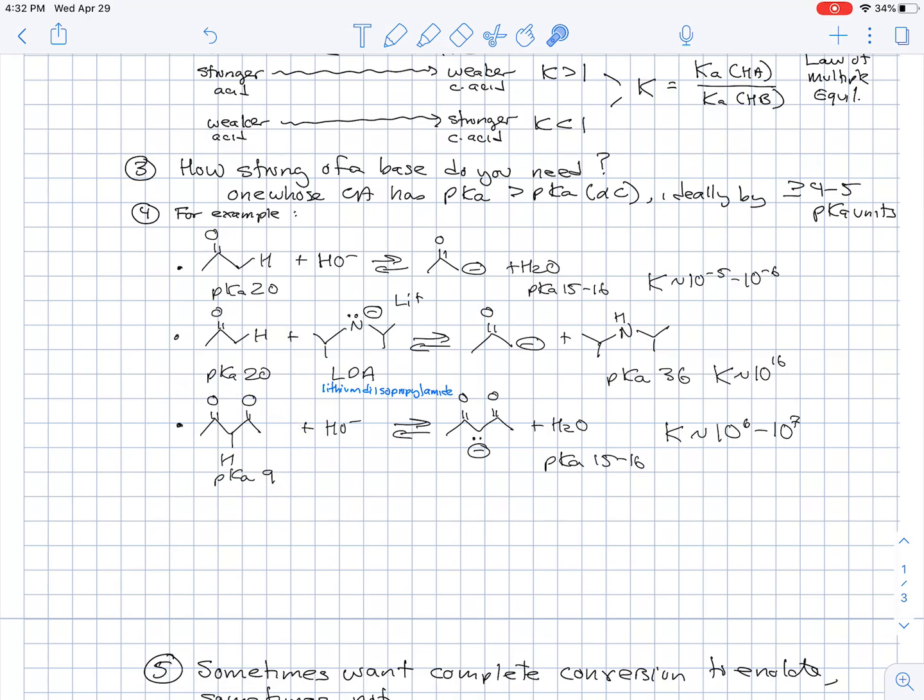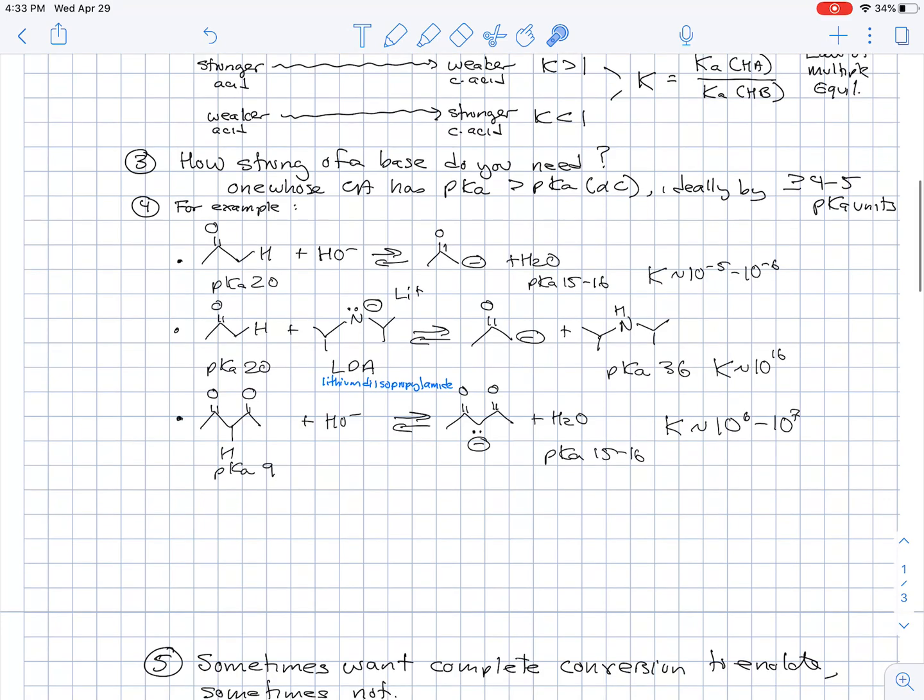But now look what happens if we have one of these more acidic 1,3-dicarbonyl compounds. If we react that with hydroxide, the conjugate acid is still water. Water still has a pKa of 15 to 16, depending on who you believe. So now we're going downhill energetically. This is going to have a K of 10 to the 6th to 10 to the 7th, and so this would go to completion. You could take sodium hydroxide or sodium methoxide and add an equivalent amount to one of these 1,3-dicarbonyls, and it would convert it completely into the enolate.